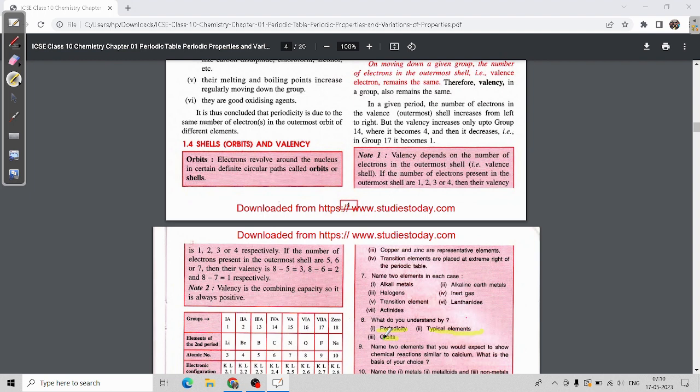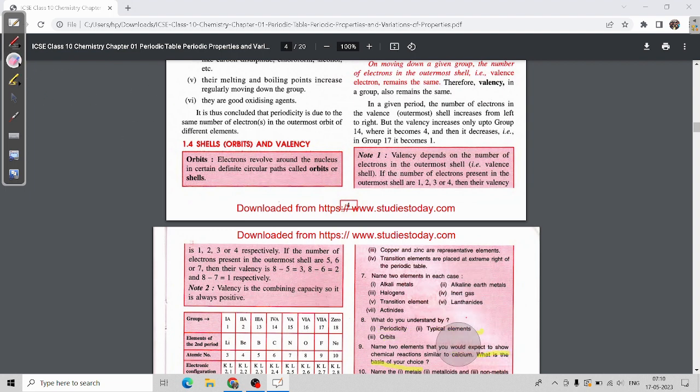Now name the two elements that you would expect to show chemical reactions like sulfur. What is the basis of your choice? See, it is very easy. You can write the two elements which are in the same group as sulfur. Okay, sorry, sulfur, not calcium. Then we can say the answer is beryllium and magnesium. And what is the basis of your choice? Because they belong to the same group.